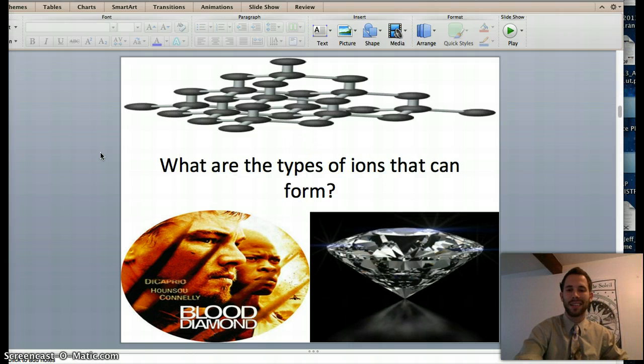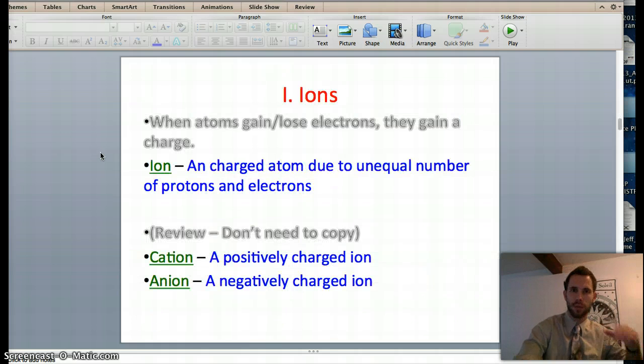What are the types of ions that can form? Now this is a little bit of a review, so I know you guys are used to this, but when we have ions, there's a few different things that happen. When atoms gain or lose electrons, when they're taken away, or an atom receives electrons, they gain a charge because either you have more negatives or fewer negatives than you previously had. Therefore, you become a charged atom due to the unequal number of protons, which are positive, and electrons, which are negative. So they no longer cancel each other out and are no longer neutral.